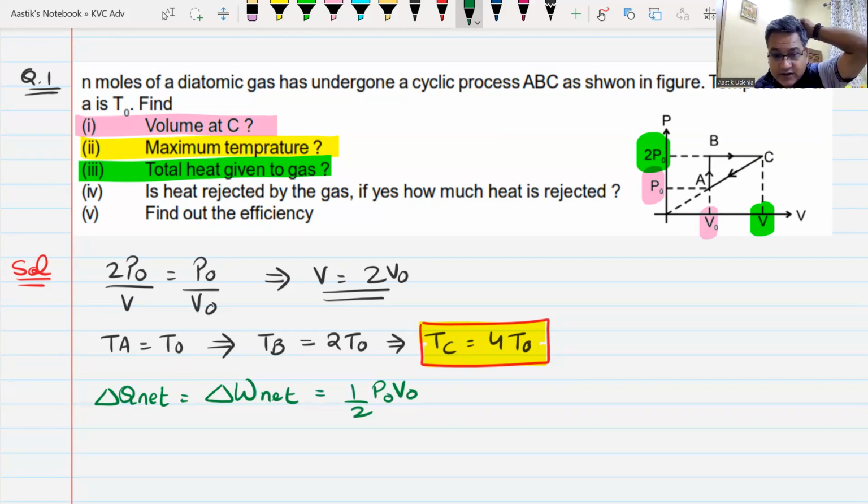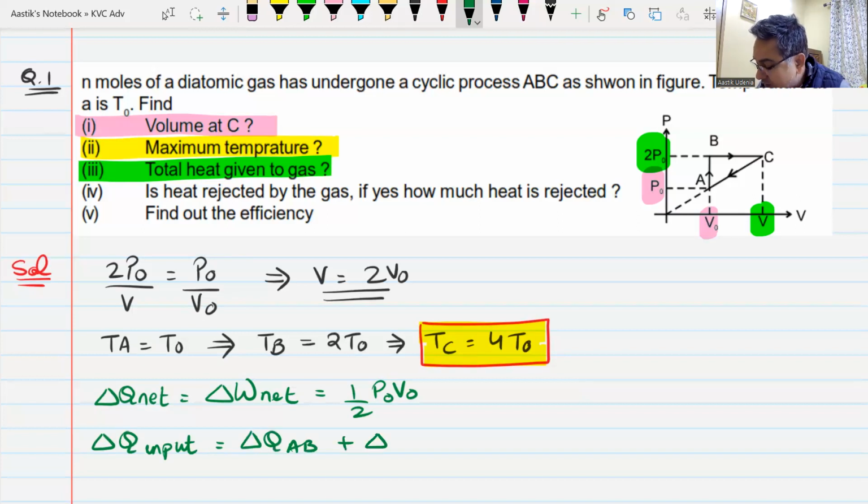Now we just have to find out in which process heat is given out and in which process heat is given in. From A to B, temperature is increasing. Delta U is positive. Work is not done, so delta Q is positive. In B to C, you can find out the positive heat. Heat is input in the process A to B and heat is input in the process B to C. Do we understand this? Yes, sir.